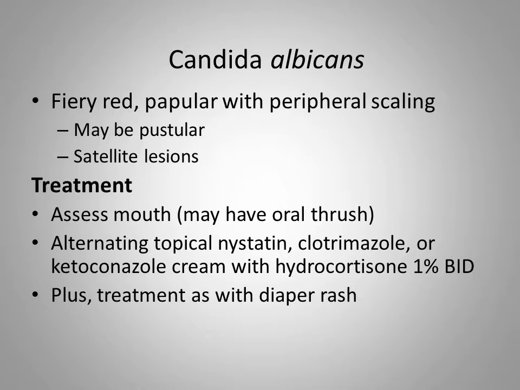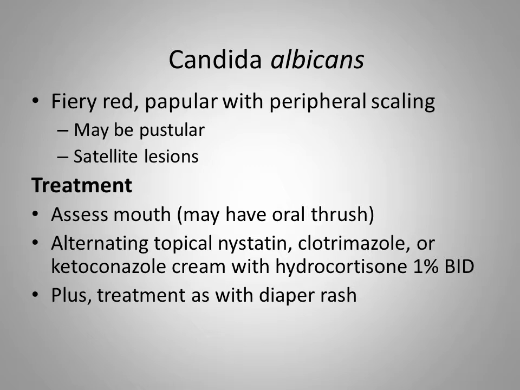Now, when the child is assessed for this, we also have to assess not just the diaper area, but also the mouth, because it could have been an oral thrush that has worked its way through the GI system and ended up with clear presentation in the diaper area, or infection in the diaper area could travel back up and cause an infection within the mouth.